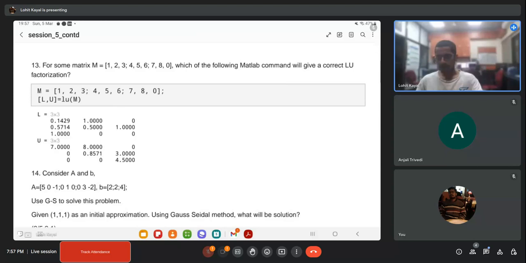Yeah, this screen is not visible. Yeah, so this screen is visible now.